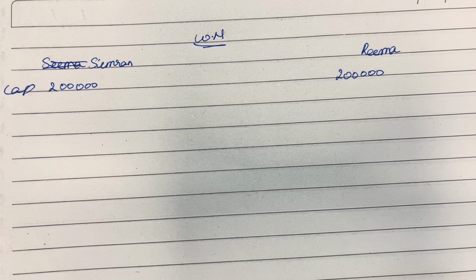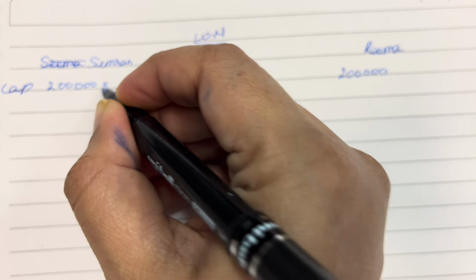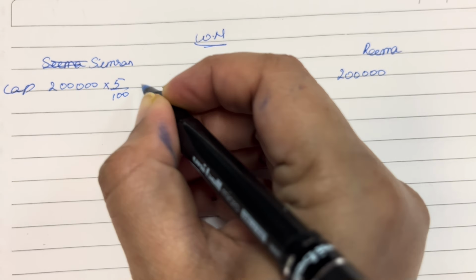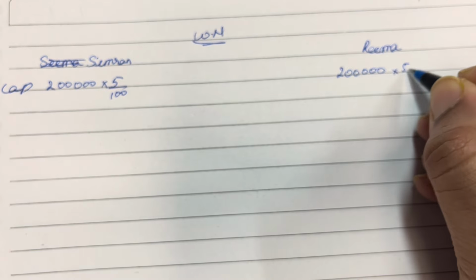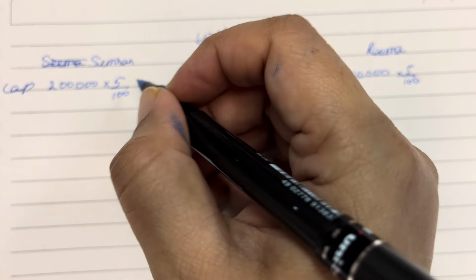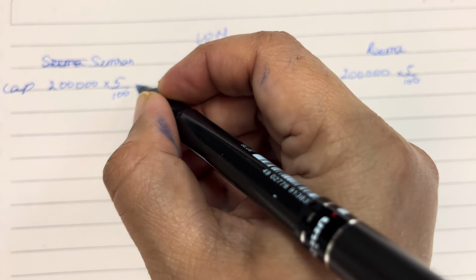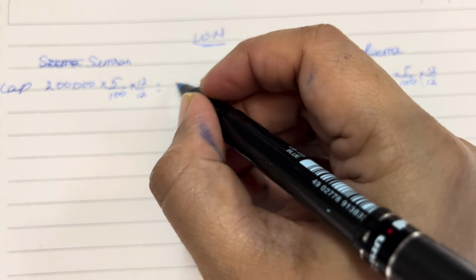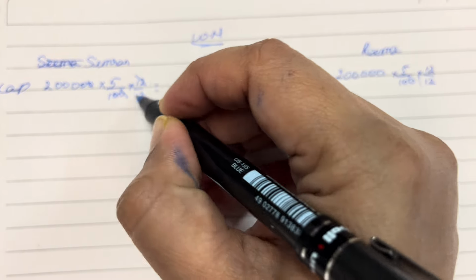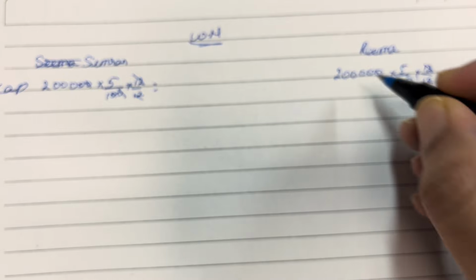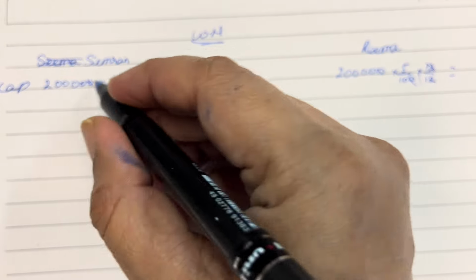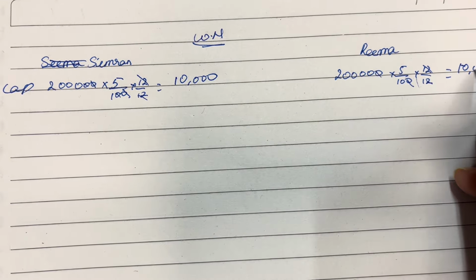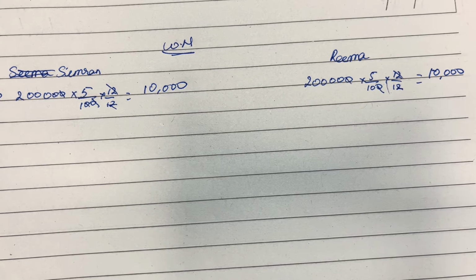Interest on capital is allowed at 5% according to the sum. So it's going to be 2,00,000 into 5 by 100 into 12 by 12. Since the number of months has not been given over here, we consider it to be 12 by 12 months. That's for one full year. You can write this or you can ignore this. So 10,000 is the interest on capital for both the partners Simran and Reema.